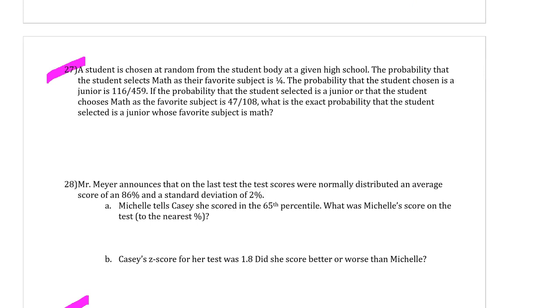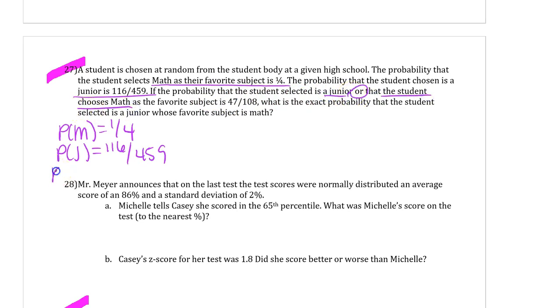All right, 27. A student is chosen at random from a student body at a given high school. The probability that the student selects math as their favorite subject is 1/4. I like to keep track of my data. Probability they are chosen and they are a junior is 1/16 out of 459. And the probability that the student selected is a junior or chooses math, so junior or math, is 47 out of 108. What is the exact probability that the student selected is a junior whose favorite subject is math? They're asking for the and there.